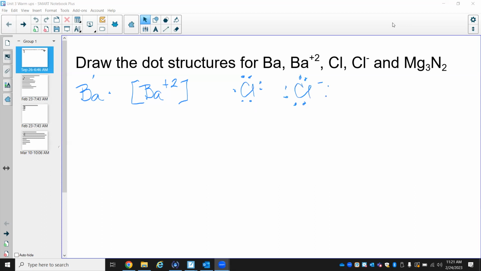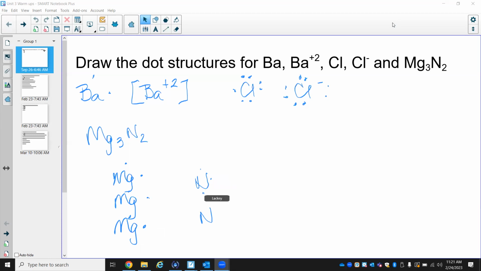Last one is the magnesium nitride, the Mg3N2. Remember that means that we have 3 magnesiums and 2 nitrogens. Magnesium is in the second column on the periodic table, so it has 2 valence electrons on each of these. Nitrogen is in group 5A, so each of these has 5 valence electrons.